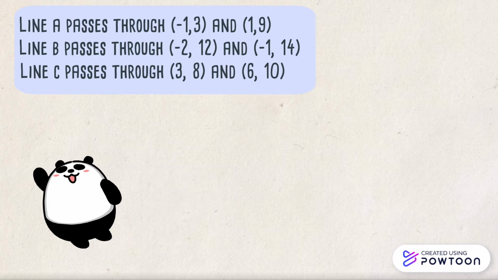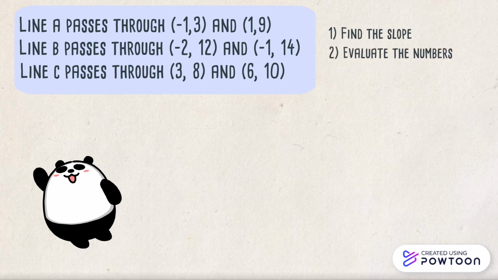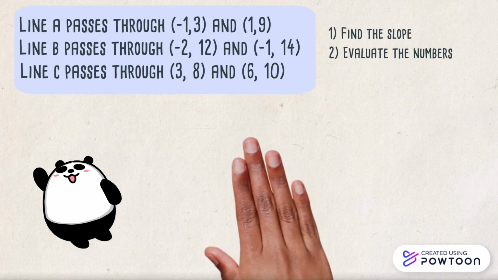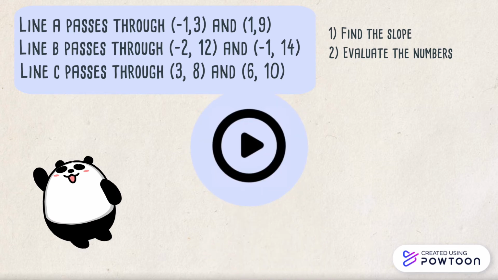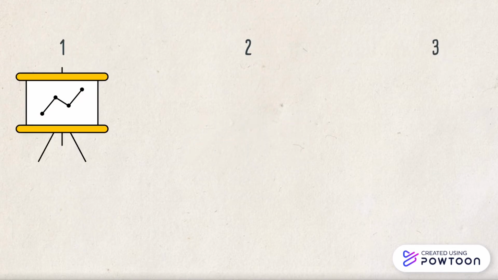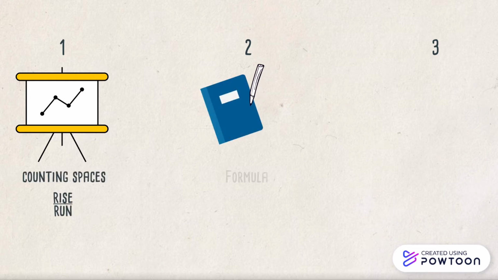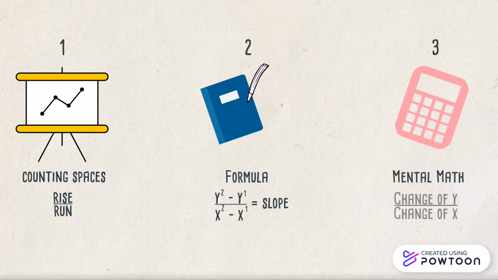Step 1 to solving this problem is finding the slope, and step 2 is evaluating the numbers for negative reciprocals and same slopes. Let's pause right here and figure out how to find the slope. There's about 3 ways to do it. First, you can graph it and count spaces using rise over run. The second way is using the formula: y2 minus y1 divided by x2 minus x1 equals your slope. The final way is mental math, change of y over change of x.